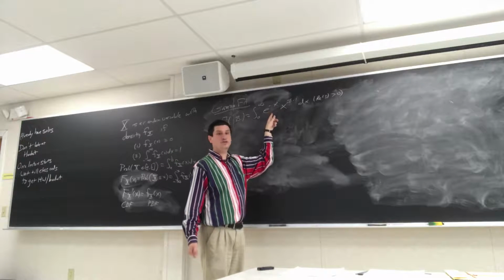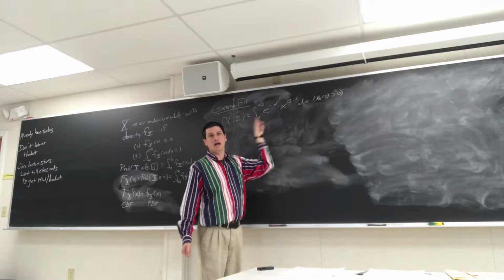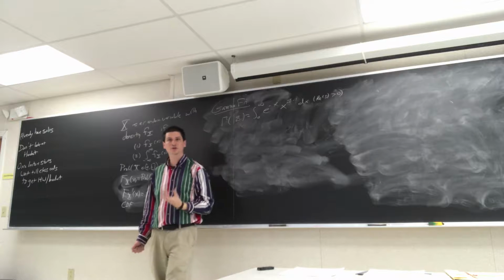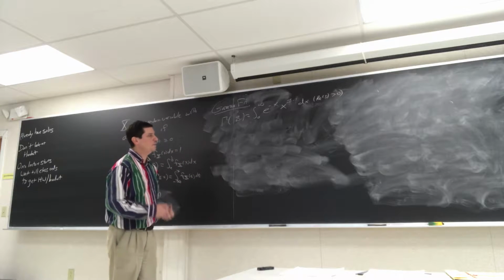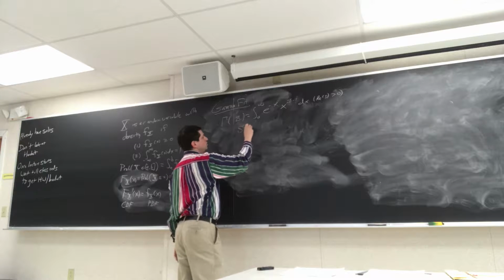Well, I have exponential death. I have polynomial growth. Exponential death beats polynomial growth. Let me show you why that's true. I'm going to do the proof for a specific value of s. Let's say s equals 2018.